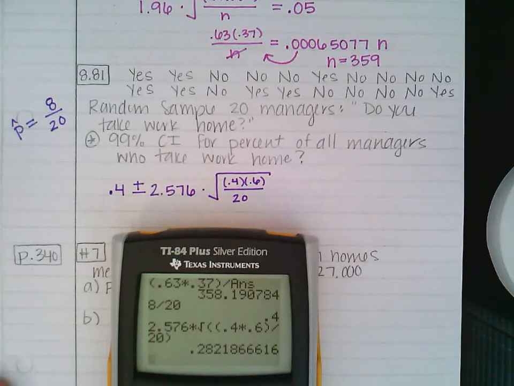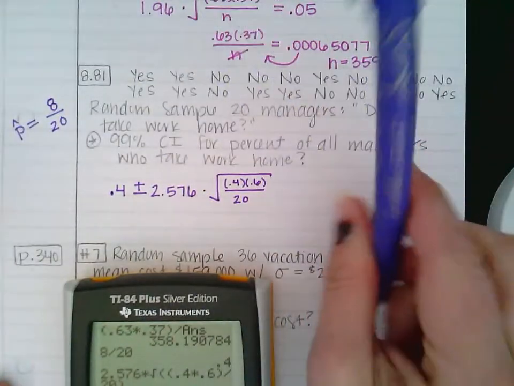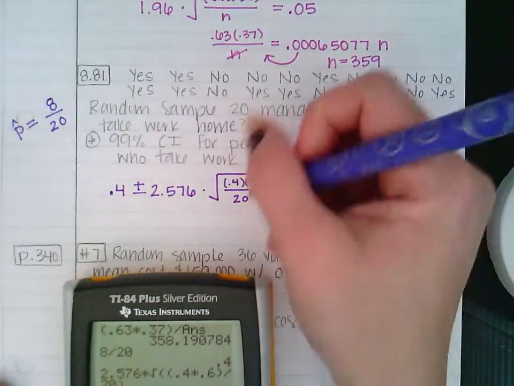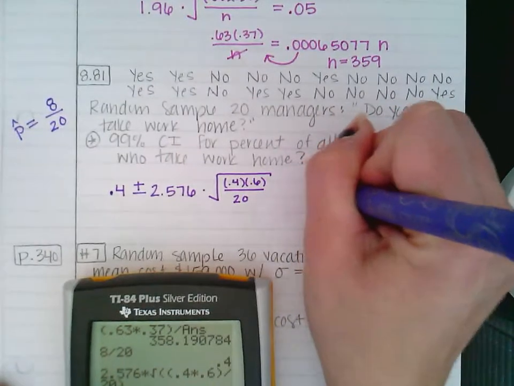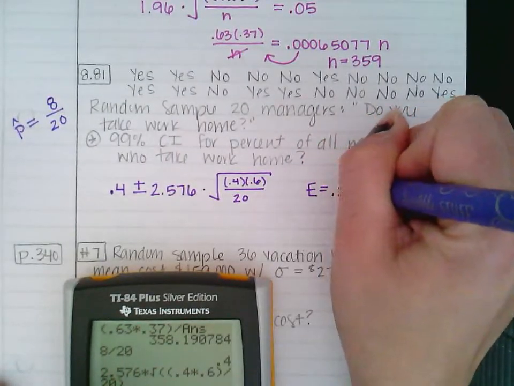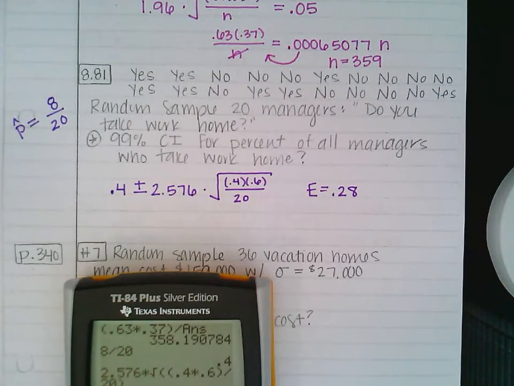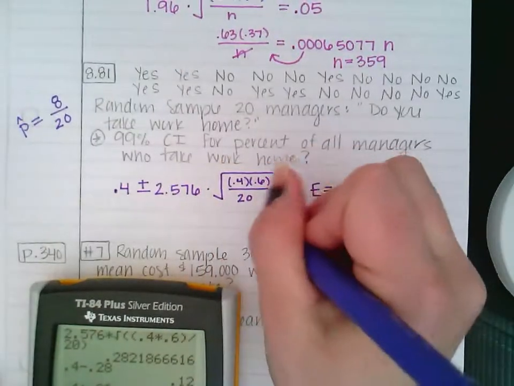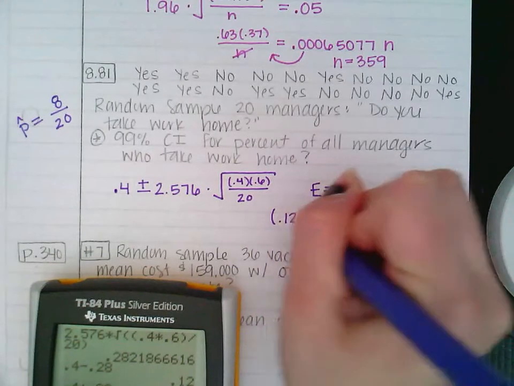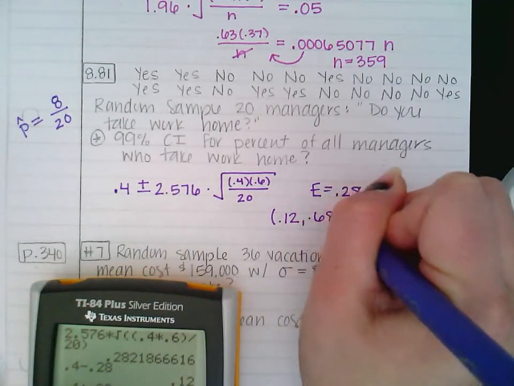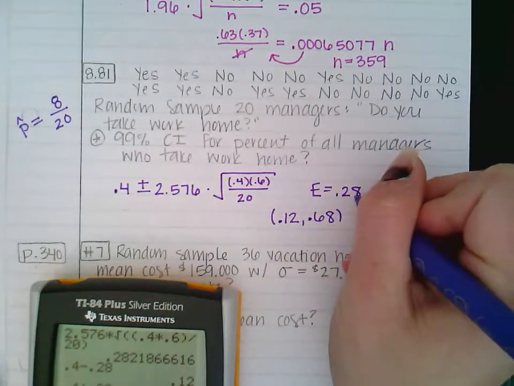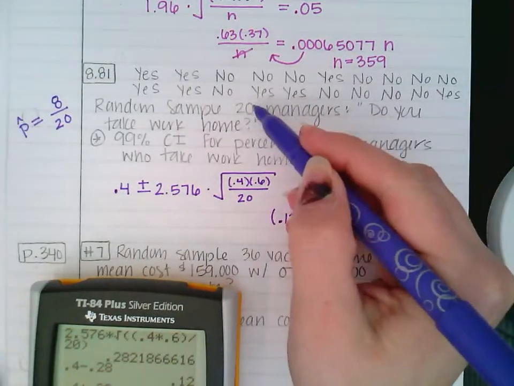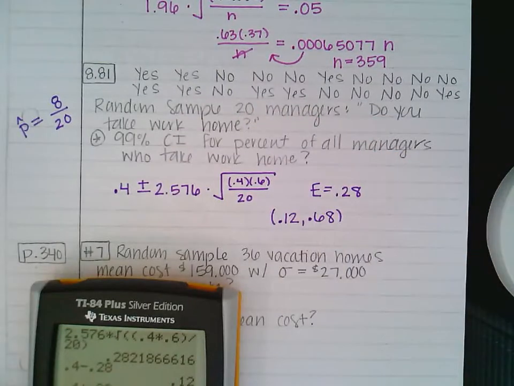Okay, so that's my error. That seems really big, yeah. So 0.4 minus that, 0.4 plus that is 12 to 68. Now the reason why this margin of error is so large and why my interval is so large is n is actually pretty small, okay?